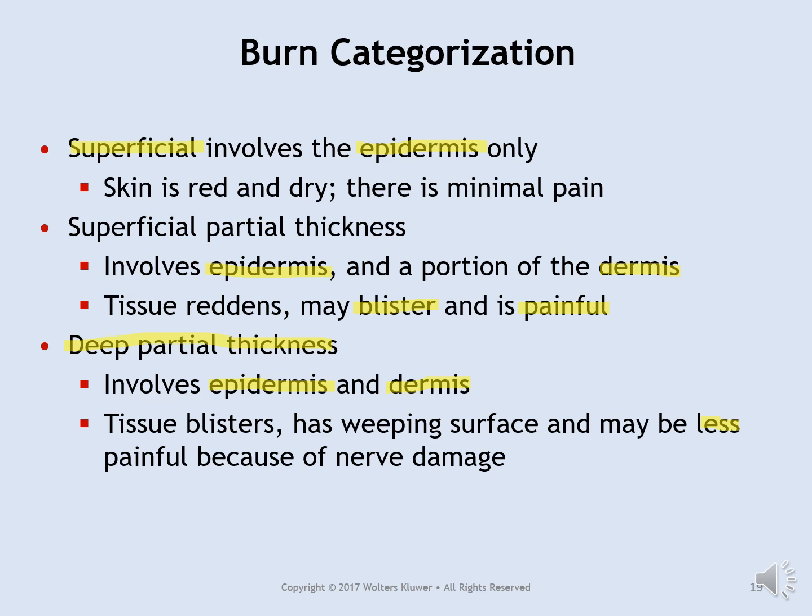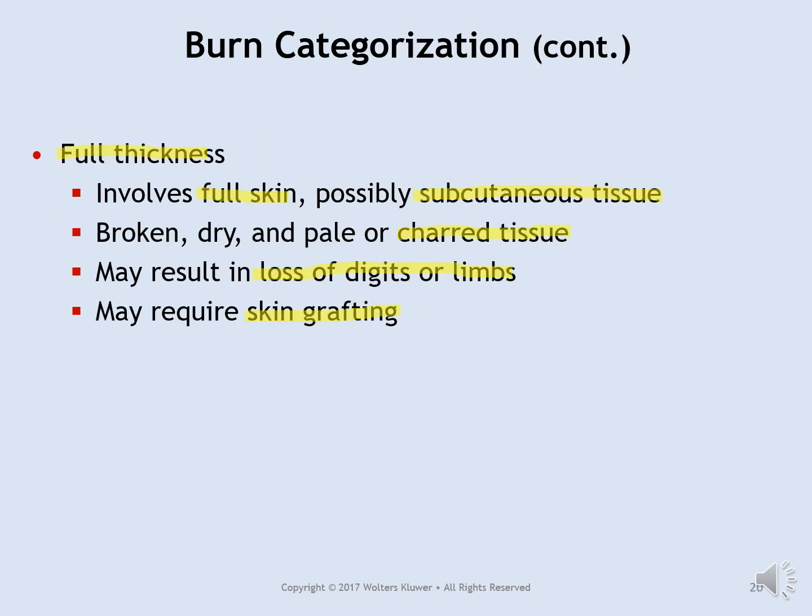When we're talking about deep partial thickness, this has both the epidermis and dermis damaged, and you can get the blisters, weeping surface, and all this, but it's less painful because the nerves have been damaged, and you don't get the pain until the healing starts and the nerves start re-innervating the area. Full thickness goes all the way down as far as the subcutaneous tissue, and this actually looks like charred meat at this stage, and it can cause the loss of tissues including entire digits and limbs, and this is when skin grafting can be a requirement.